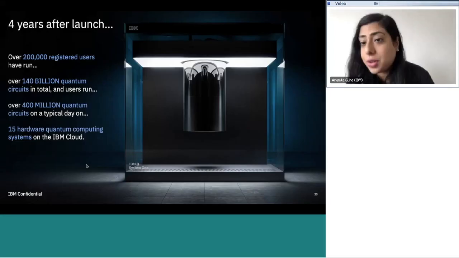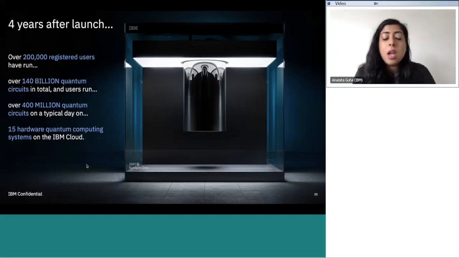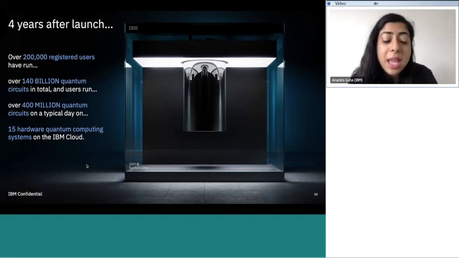And since launch, we have over 200,000 registered users on our platform, over 140 billion circuits in total run, and 400 million run on a typical day, and we have 15 quantum systems on the cloud for you to use.